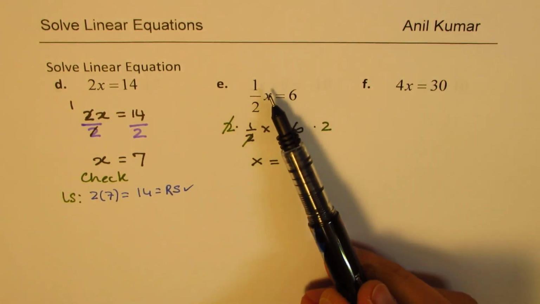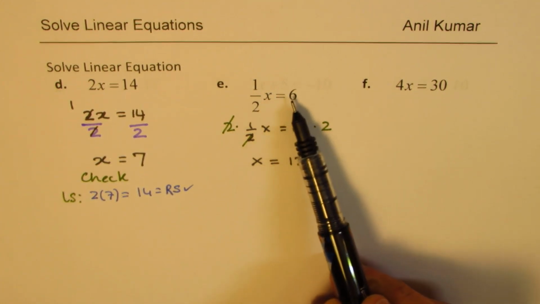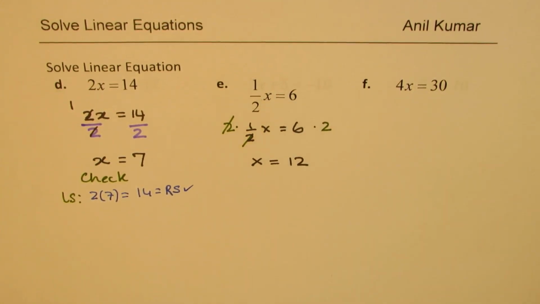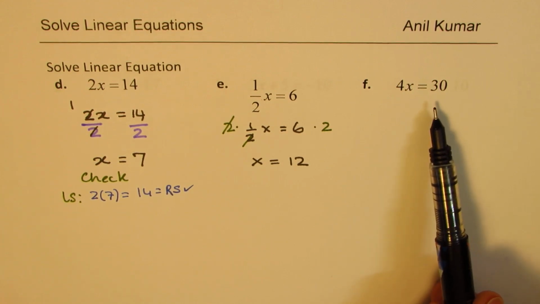You know, x, if it is replaced by 12, half of 12 is 6. So these equations balance out, kind of. Do you see that? So that's how we do it. Now here, 4x equals 30. What should be the answer?